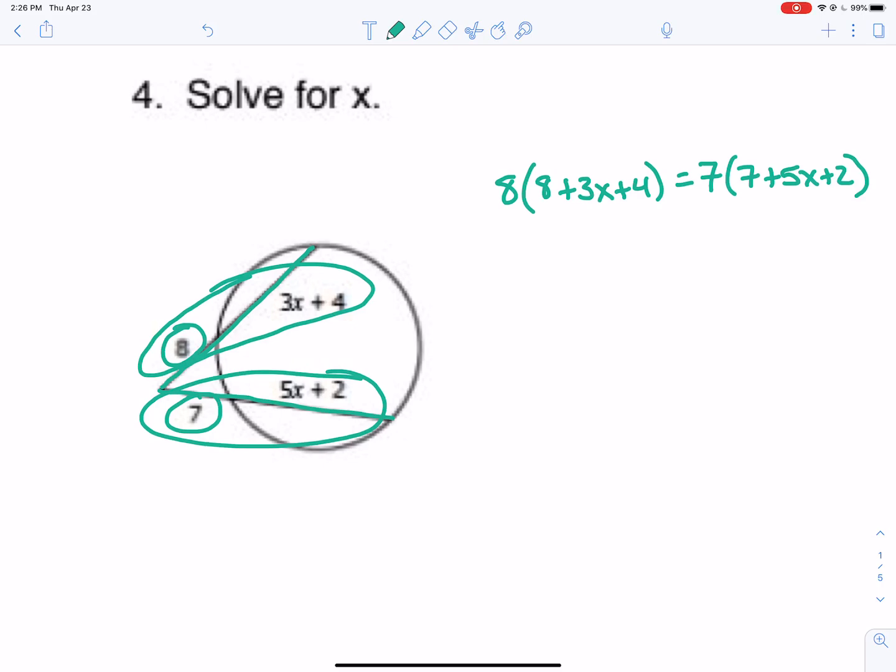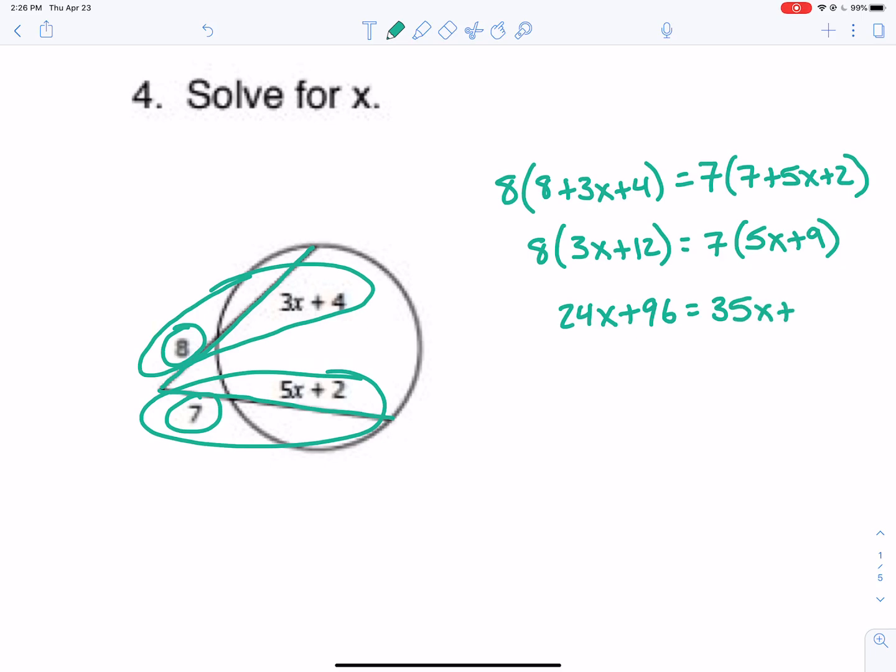Let's work on combining like terms. So we have 8 times 3x plus 12 equals 7 times 5x plus 9. Then let's distribute. We get 24x plus 96 is equal to 35x plus 63. Then we're just going to keep solving for x. Let's subtract 24x. So we get 96 is equal to 11x plus 63.